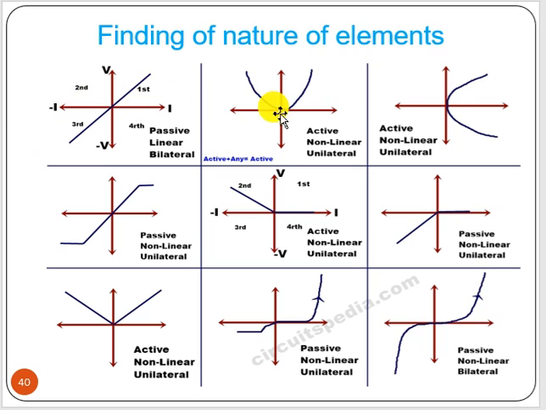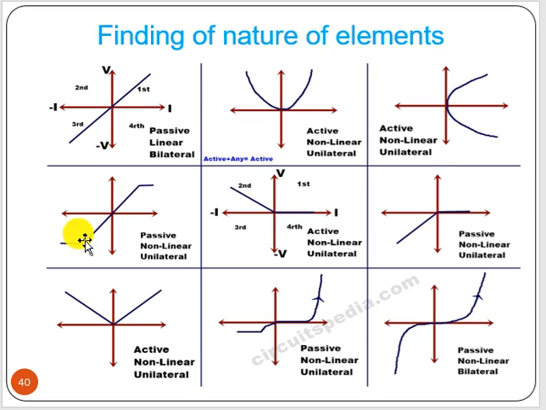So these are some other examples. This is first and third coordinate, so passive and linear, and bilateral, both are the same way. Now here this part is in the second quadrant, that means it becomes active. This is showing non-linear, and this is unilateral, both are not the same. Again it has a fourth coordinate, so this becomes active, unilateral and non-linear. Again this is first and third, so passive, non-linear because this is not a total straight line, and unilateral.